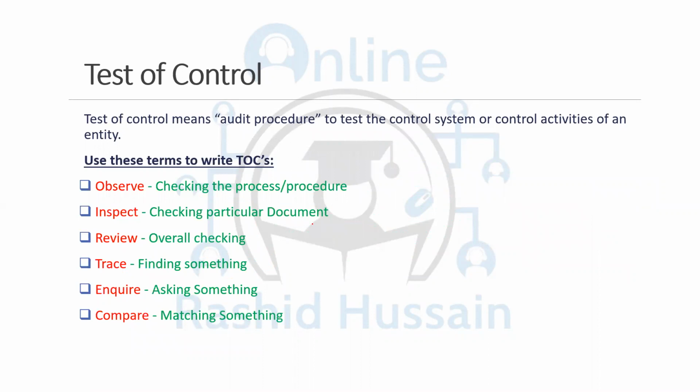Now, if you're checking the process and the procedure, just like you were looking whether there is someone on the entrance door to supervise the clocking in and out process, you are going to use the term observe. If you want to check a particular document, then you will be using the term inspect. If you're overall checking something, you're going to use the term review. If you're finding something, then you're going to use the term trace. If you're asking something, you are going to use the term inquire. If you're matching certain documents, then you're going to use the term compare.